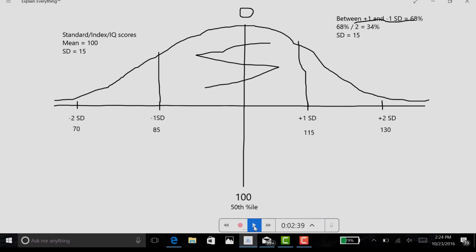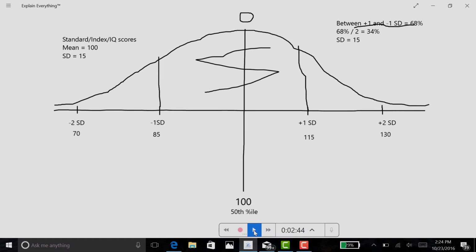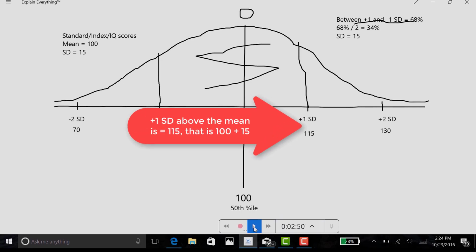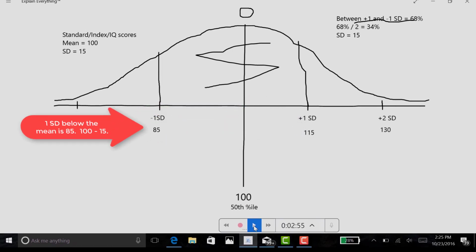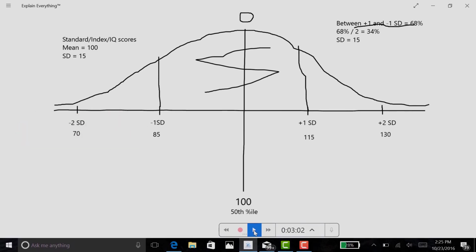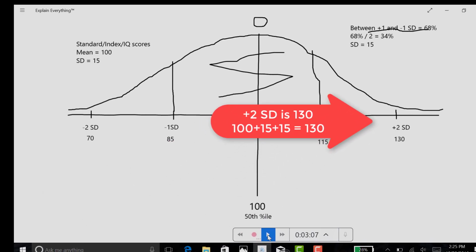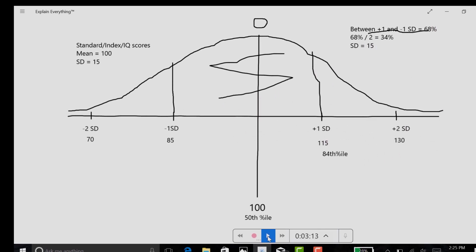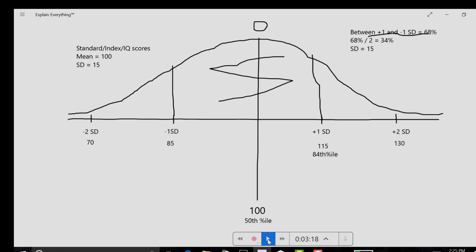If the mean standard score is 100 and a standard deviation is 15 points, then one standard deviation above the mean, that is 100 plus 15, is 115. One standard deviation below the mean is 85. That is 100 minus 15 points. Two standard deviations above the mean is 100 plus 15 plus 15, which is 130. Two standard deviations below the mean is 100 minus 30. That is 70, as is indicated in the diagram.